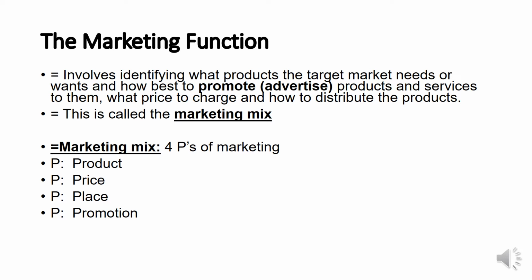Now, there are 4 things that we call the marketing mix or the 4 P's of marketing, and that is product, price, place, and promotion. So you need to determine what product you're going to sell, what price you are going to put on that product, where you're going to distribute that product, which is the place, and then how you are going to promote or advertise this product. So these are the 4 things that you need to take into consideration when you do marketing, and we call that the marketing mix.